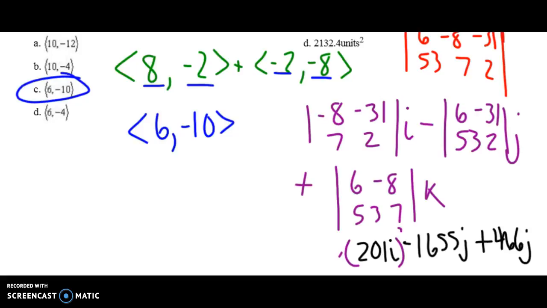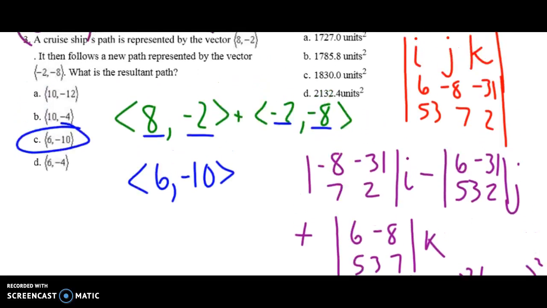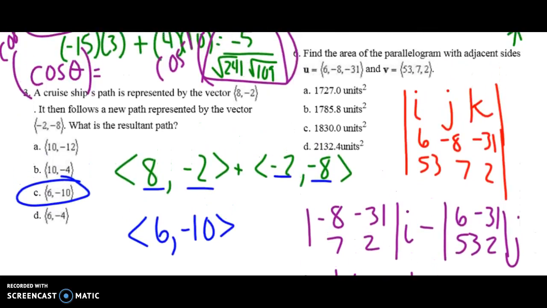I square all of these numbers, and then add them together and take the square root of that. So 201 squared plus 1,655 squared plus 466 squared. The square root of that number is 1,731.1 approximately. And so the closest one to that would be A.